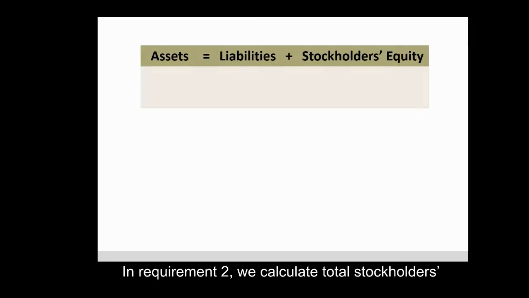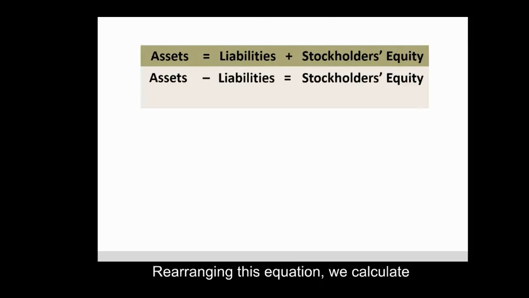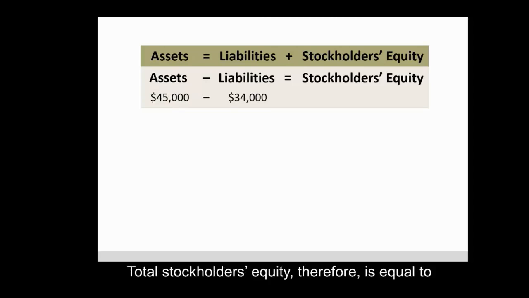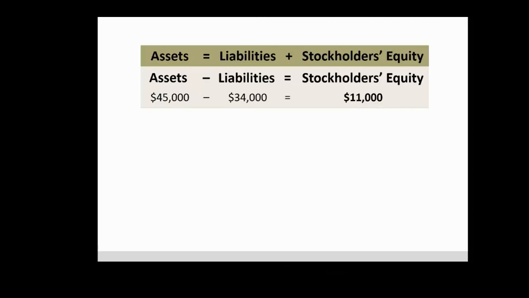In Requirement 2, we calculate total stockholders' equity using the basic accounting equation. Rearranging this equation, we calculate stockholders' equity as the difference between assets and liabilities. Zeta Network has assets of $45,000 and liabilities of $34,000. Total stockholders' equity, therefore, is equal to $11,000.